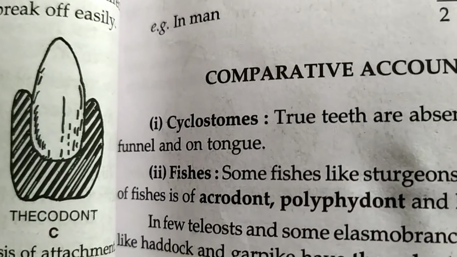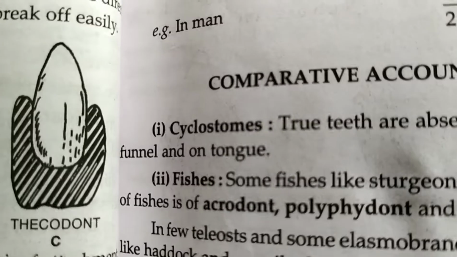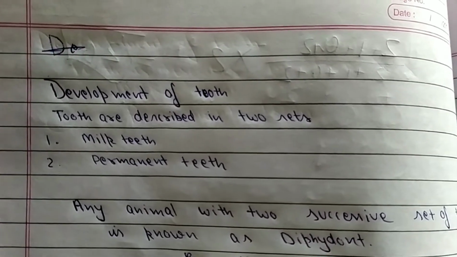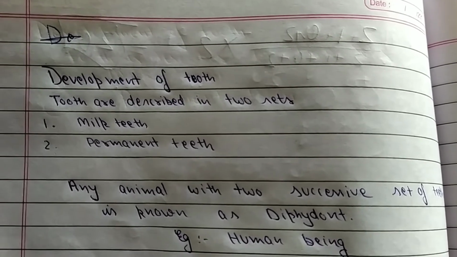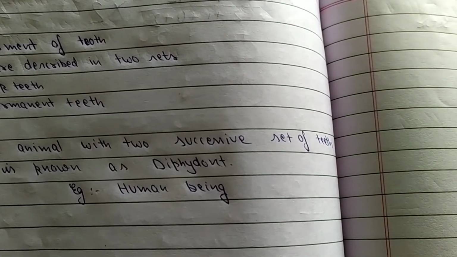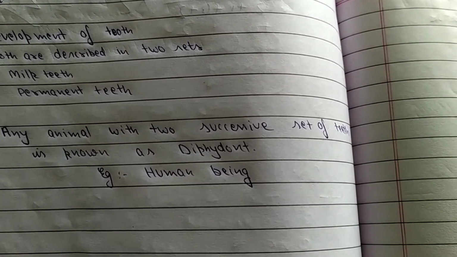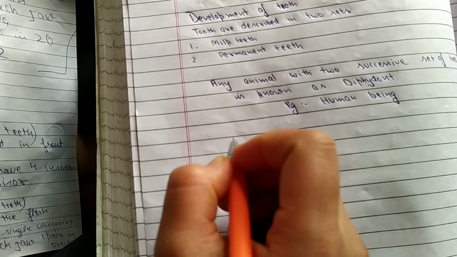When teeth are embedded in the deep bone of the jaw socket, that condition is known as thecodont, as you can see in the picture. Here you can see that the tooth is embedded in the jaw socket, and the condition is thecodont. The development of teeth is described in two sets, milk teeth and permanent teeth. Any animal with two successive sets of teeth is known as diphyodont. Example: human beings.